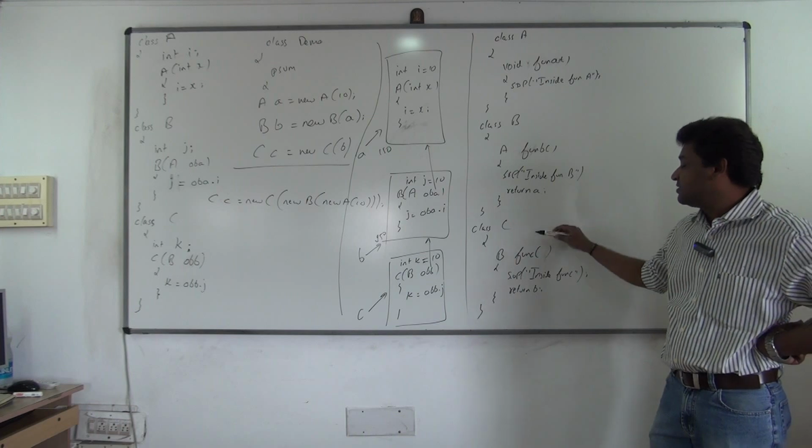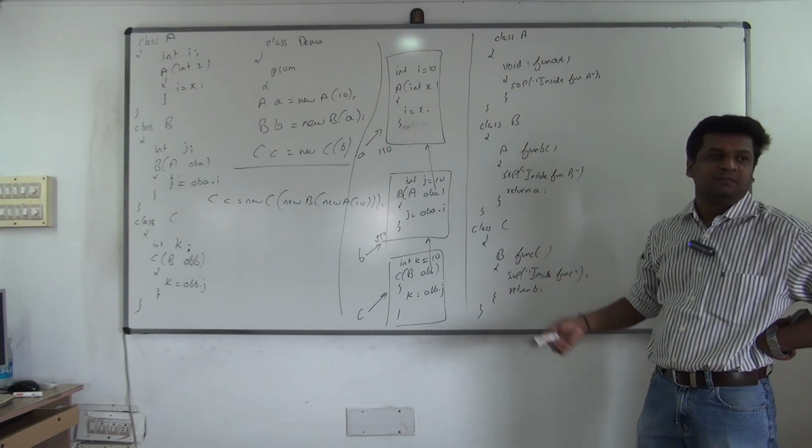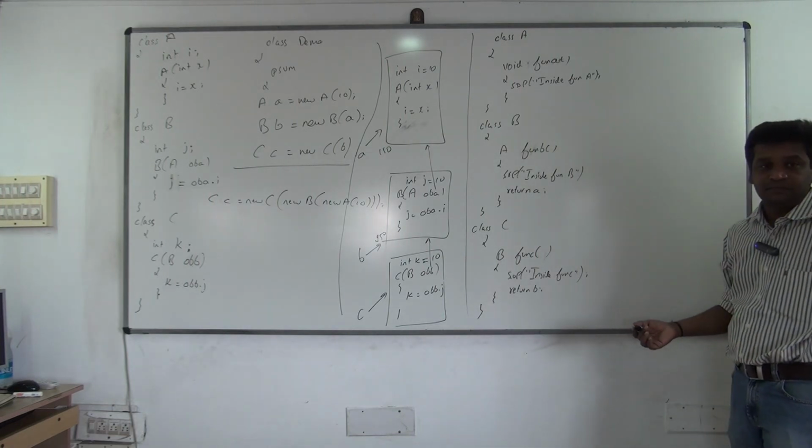Same story. Now class C. What is the method name? Fun C. What is the return type of this? B. As simple as this. The return type of this is B. Shall we see this code now?